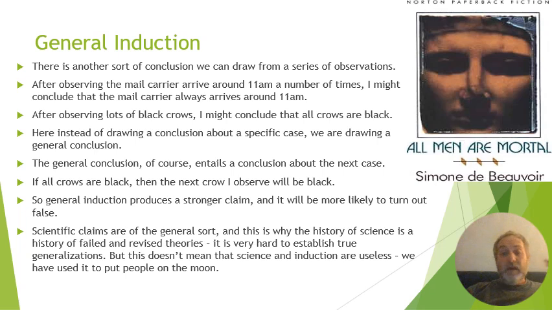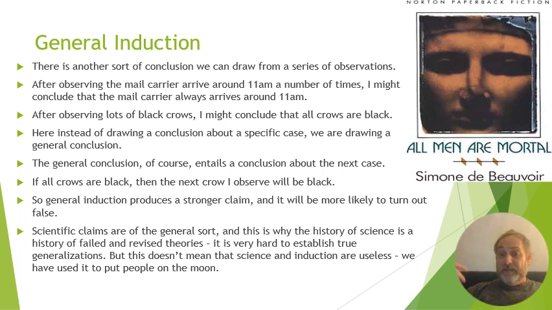After observing a bunch of black crows, 100 black crows, I might conclude all crows are black. All onions are gross to me. So instead of drawing a conclusion about the next case, about a specific case, we're drawing a conclusion about all Fs. Now, you may notice that this general conclusion entails the next case conclusion.